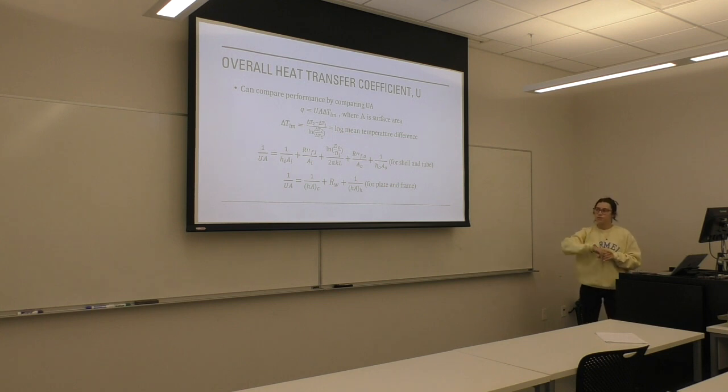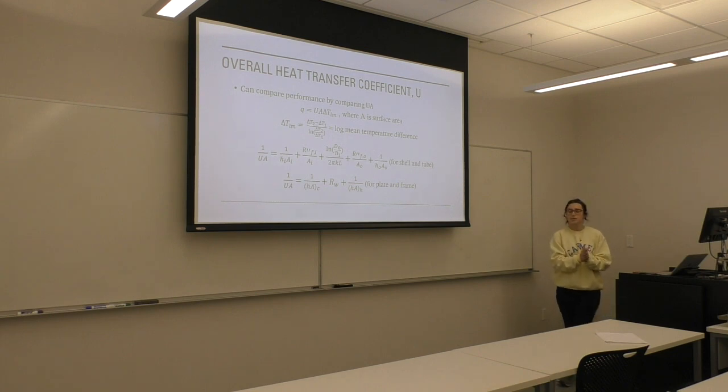Your R's here are thermal resistances, like a thermal circuit, but R_F represents your fouling resistance, and R_W is your conductivity resistance. And conductivity is also represented in shell and tube. That's the natural log equation. It just looks different because it's cylindrical.